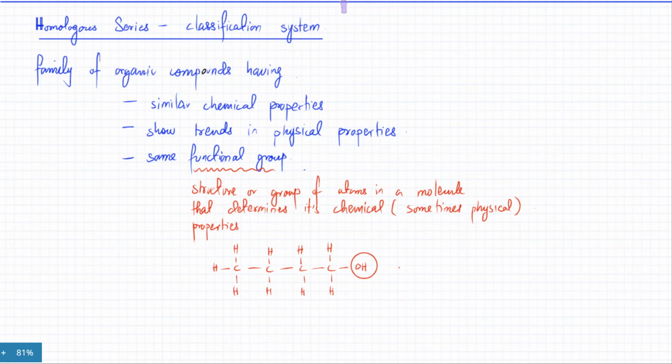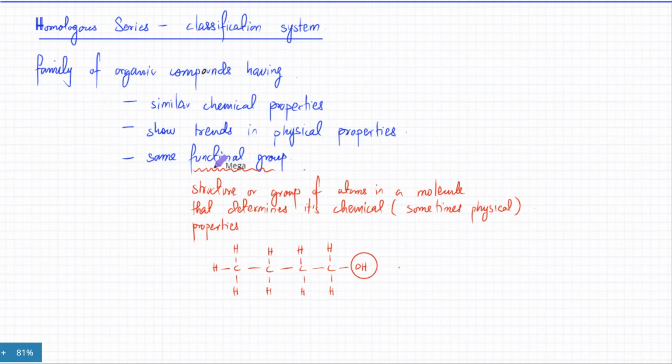Just like in the animal kingdom, if you say that something is a bird, you pretty much know what it looks like, what features it's going to have. So we need to classify these molecules so we can give them names so that we can figure out what their properties are just by looking at the name. A homologous series is a classification system.